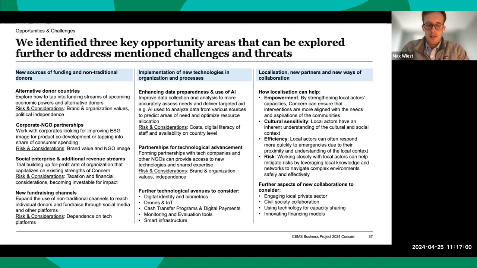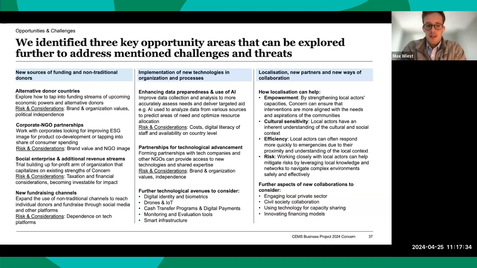So a bit more details about the new sources of funding and some routes to consider here. For example, alternative donor countries. As we have seen, most of the funding is coming from European nations and the United States. And maybe the organization could consider what alternative donor countries there are. I mean, Concern is already active in South Korea, but it's politically challenging. Also looking at countries such as Middle Eastern nations, which are quite wealthy, could be a discussion topic.